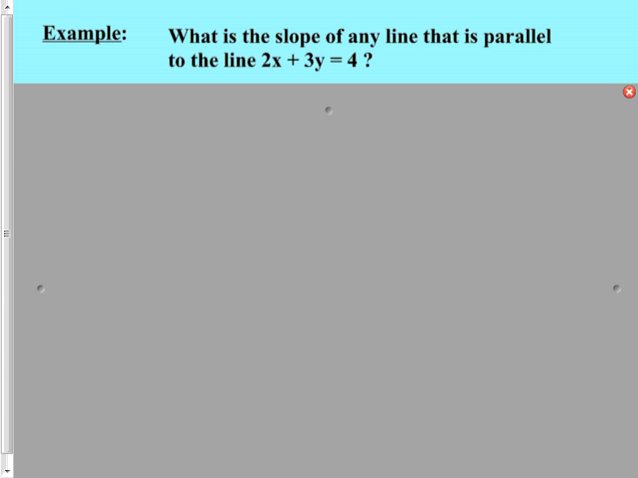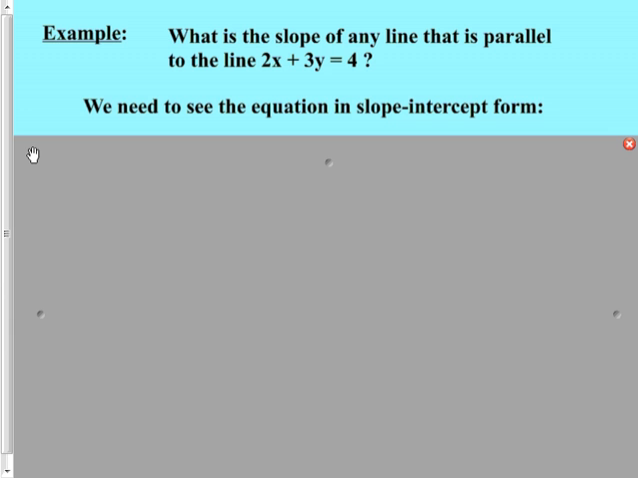Okay, so what is the slope of any line that is parallel to the line 2x plus 3y equals 4? Now, with this line, we cannot tell what our slope value is. A lot of people will fall into the trap of assuming that the slope value is always the number in front of x, always the coefficient of x. But you've got to remember that slope is the coefficient of x when the equation is in slope-intercept form. So that needs to be the first thing that we do.